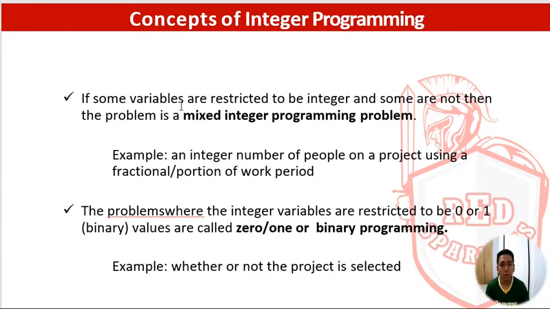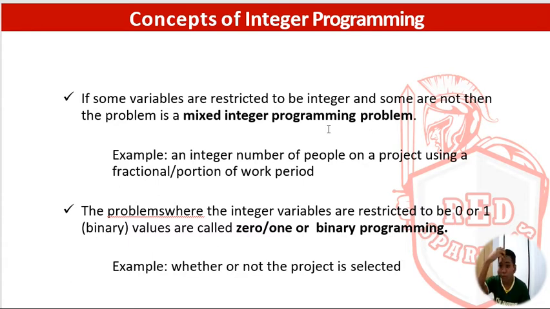If some variables are restricted to be integer and some are not, then the problem is a mixed integer problem. Ano ibig sabihin? Pag si x1 is 12 at si x2 is 7.5, siya ay mixed integer. Kasi meron tayong whole number, meron tayong may decimal. Kaya siya ay mixed integer problem.